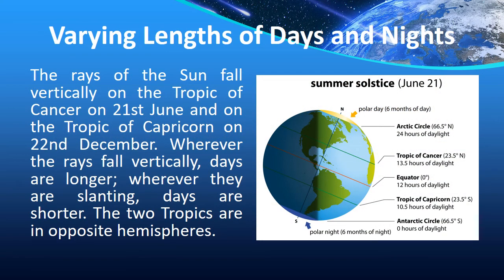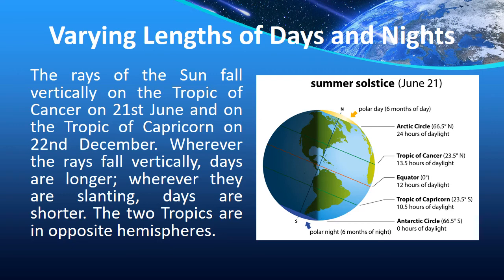Now students, we already studied that if the earth was not tilting on its axis, then we would get equal day and night. But we know the earth has an angle of tilt, and because of that we have varying lengths of days and nights. The sun rays fall vertically, but they do not fall equally on all the regions.